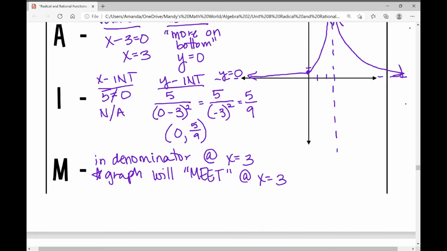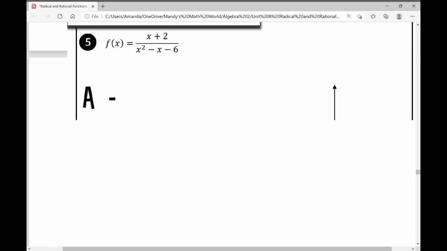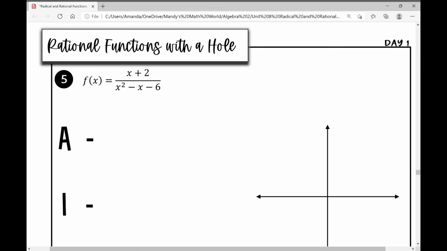So let's move on to our last and final example, and that is a rational function with a hole. So the first thing you want to do when you're given a rational function is to factor everything. So obviously I need to factor that denominator. So x squared minus x minus 6, how is this going to factor? Well, two numbers that multiply to -6 and add to -1 are 2 and -3. So x plus 2 times x minus 3.